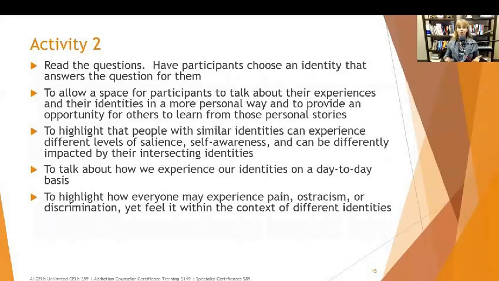So, for example, I am a white female. So which one of my identities do I notice most each day? If I chose my gender, somebody else may choose their race or their ethnicity or their occupation. And all of those things are different identities. All three of us may be white females, but we just experience life a little bit differently. And we highlight how everyone may experience pain, ostracism, or discrimination and feel it within the context of different identities.